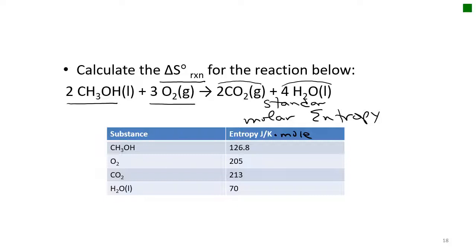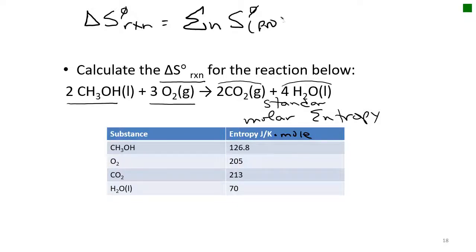The equation for the change in entropy for a reaction is going to be the sum, so we're going to add up the number of moles times the entropies of the products, minus the sum of the number of moles times the entropies of the reactants. So we're going to consistently do products minus reactants. Again, why? Because our delta is going to be final minus initial.